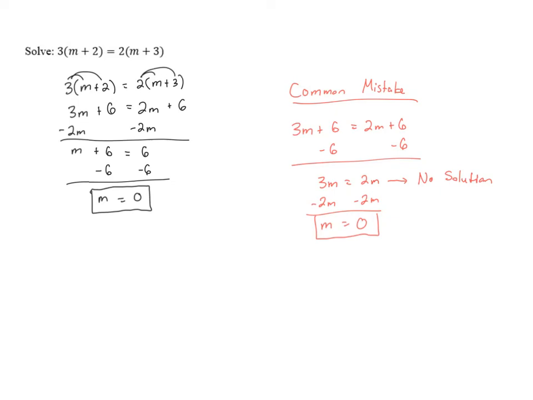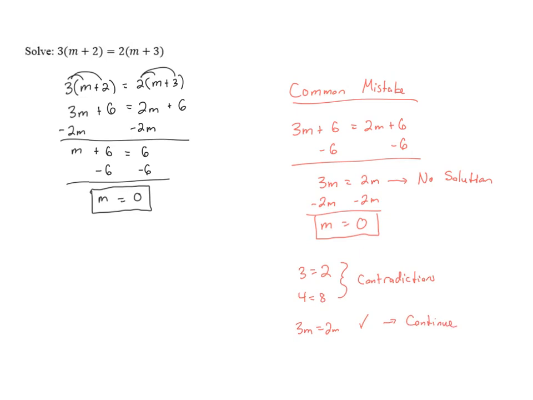If you go back to the previous examples, when there was an identity or a contradiction, those only happened after the variable was gone. And we had something like 3 equals 2 or 4 equals 8. These are contradictions. They are not true, but 3m equals 2m is okay. You can continue. Definitely not a contradiction. So I just wanted to point that out.